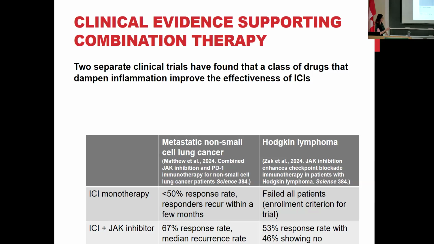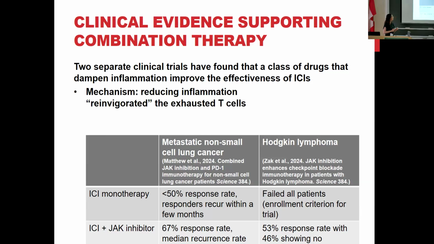In the metastatic non-small cell lung cancer study, they went from a monotherapy response rate of less than 50% and a median survival of a few months. Add in the inflammation damper, you increase the response rate to 67%, and you increase the median recurrence rate to over 2 years. The Hodgkin's lymphoma one is arguably even more interesting than that because an enrollment criterion is you failed the monotherapy. Add in the JAK inhibitor, and about half respond and show no progression after 2 years.